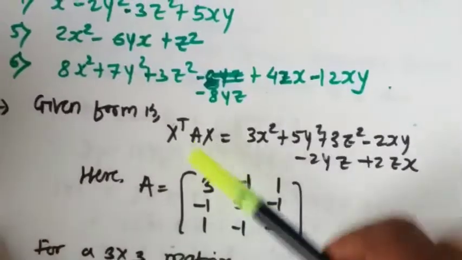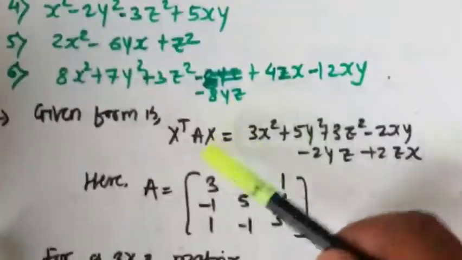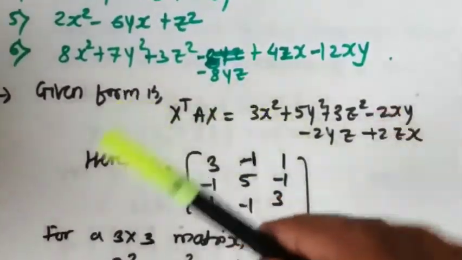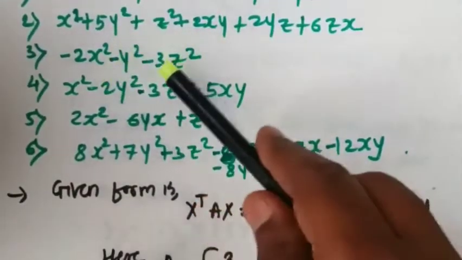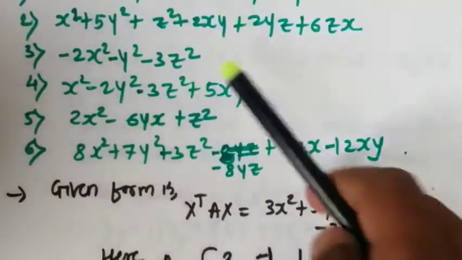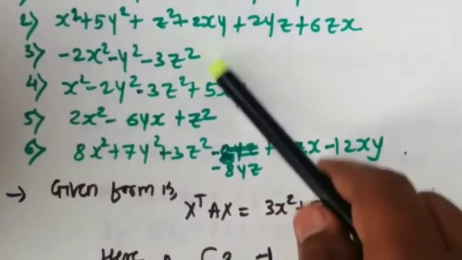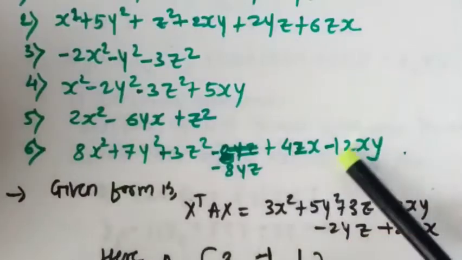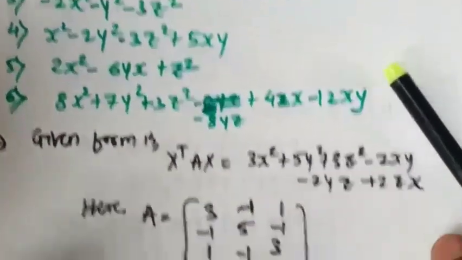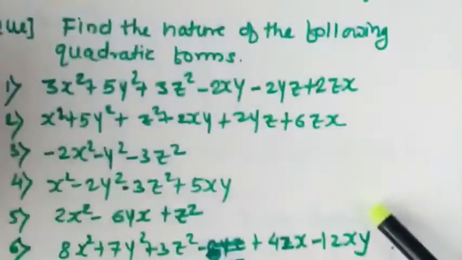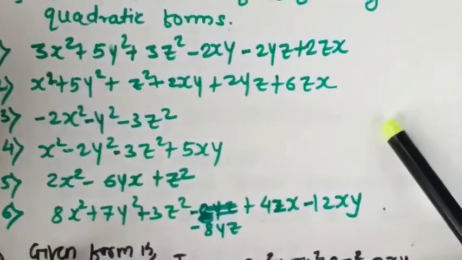So diagonally we will have minus 2, minus 1, minus 3. For a diagonal matrix, the diagonal entries are nothing but the eigenvalues. So all the eigenvalues of this quadratic form are negative: minus 2, minus 1, minus 3. Hence, this quadratic form will be called negative definite, right? So in that way, you can play with all these remaining examples and try to get the nature of all these quadratic forms. So this topic is very easy.